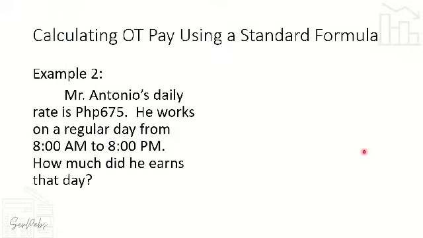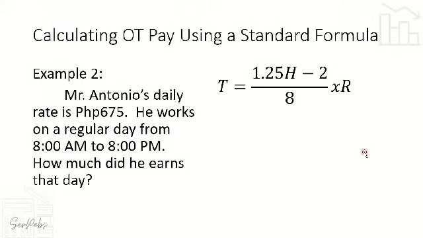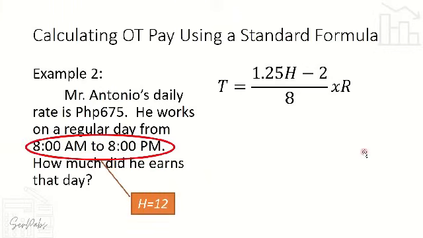Okay, so balik tayo kay example number 2. So Mr. Antonio's daily rate is 675. He works on a regular holiday from 8 a.m. to 8 p.m. So how much did he earn that day? So first, we'll go back with the formula. And the formula is T is equal to 1.25H minus 2 all over 8 times R. So alamin muna natin, nasaan yung ating letter H? Ang ating letter H ay 8 a.m. to 8 p.m. So therefore, ang H natin is equivalent to 12. 12 oras nagtrabaho si Mr. Antonio. And then, alamin natin ang ating letter R. So ang ating daily rate ay 675. Binabayaran siya ng 675 kada araw.